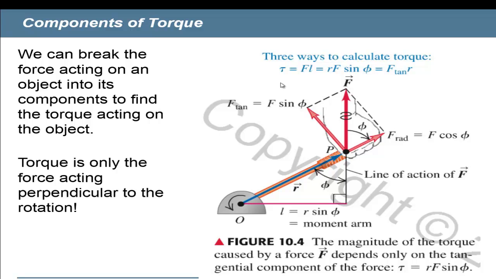So just to emphasize, torque is only the force acting perpendicular to the rotation. The radial force does absolutely nothing to add to the torque, right? That'll actually just add tension, which we'll see in chapter 11. It'll add some tensile stress to the arm here, but it won't cause any torque. Only the tangential force will cause torque.